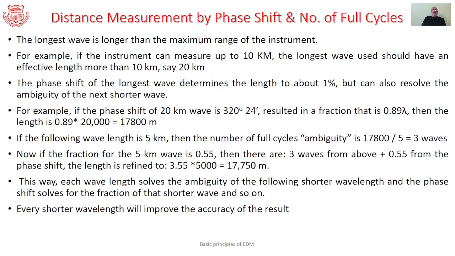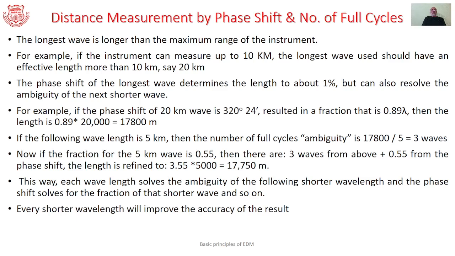Say for example, if the phase shift of the 20 kilometer wave is 320 degrees 24 minutes, it will result in terms of the fraction 0.89 lambda. So 320 degrees 24 minutes by 360 degrees is nothing but 0.89 lambda. The length will be 0.89 times the wavelength, which is 17,800 meters. Say, if we are making use of wavelength 5 kilometers subsequently, for the distance of 17,800 meters, the number of full cycles, which is the ambiguity, will be 17,800 divided by 5,000, which is 3 waves.